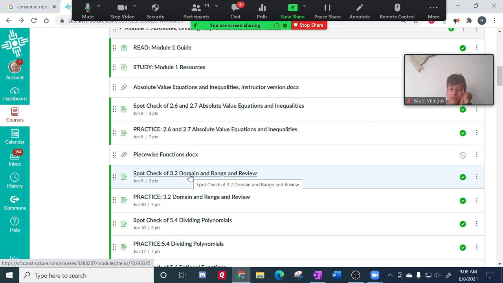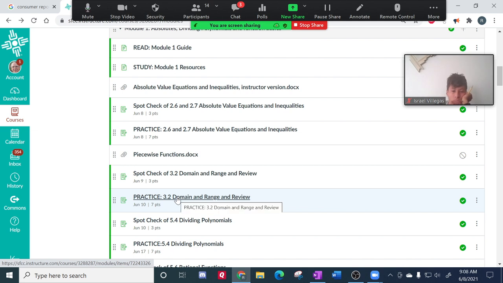So today we're going to cover 3.2. You can click on the spot check, and there's an upload there to get that done before we start class tomorrow. And then there's the practice, the actual assignment, to upload the full 3.2. This one only needs to be 75% complete. This should have everything complete.